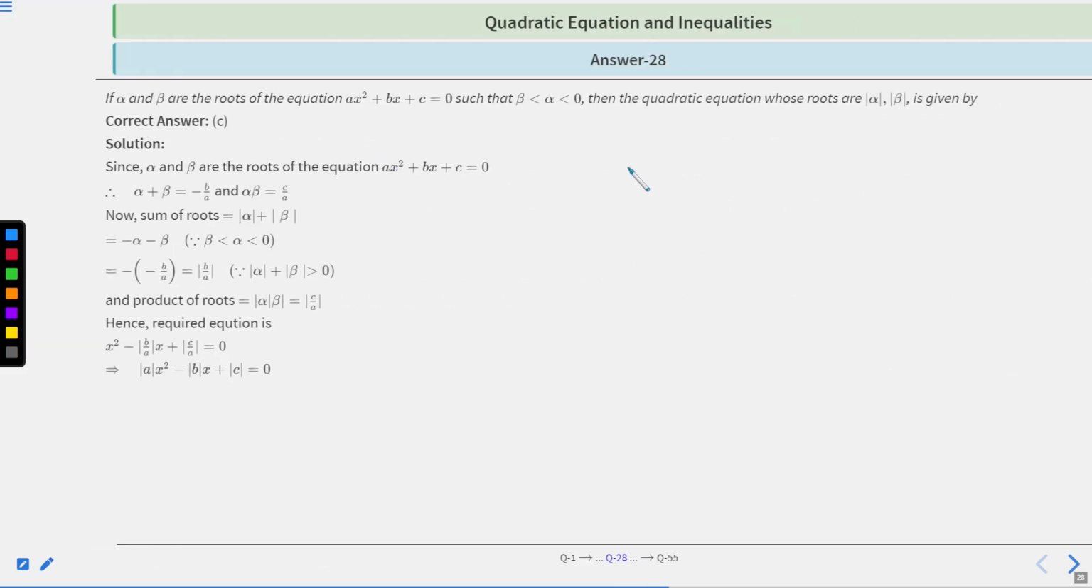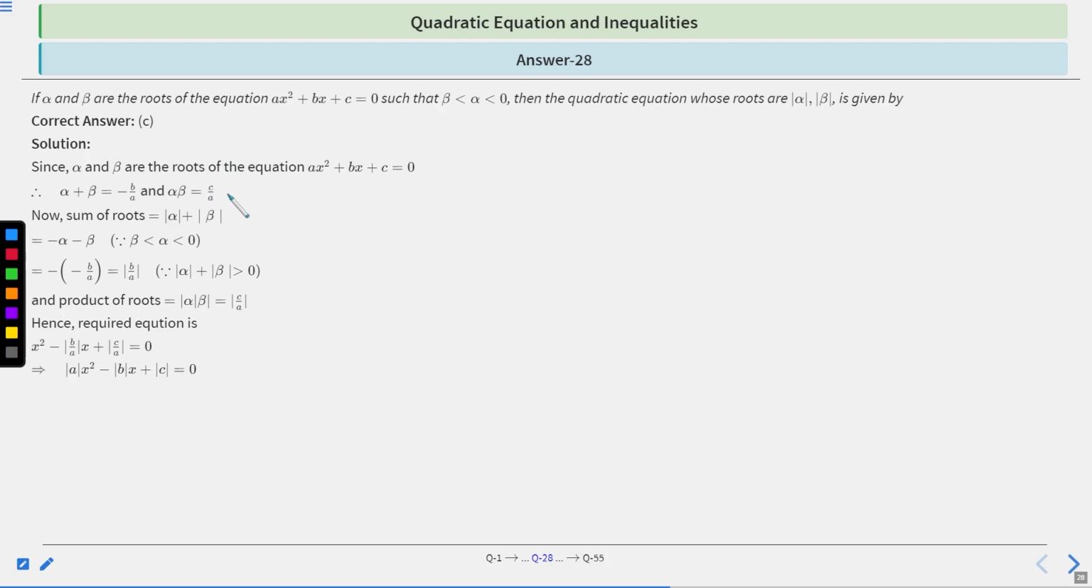Since alpha and beta are roots of the equation ax square plus bx plus c equal to 0, alpha plus beta is equal to minus b by a and alpha beta is equal to c by a. Now, the sum of roots of the equation whose roots are mod alpha and mod beta: mod alpha plus mod beta is, since alpha and beta are both less than 0, minus alpha minus beta, right? So this is minus of minus b by a, which is mod b by a.